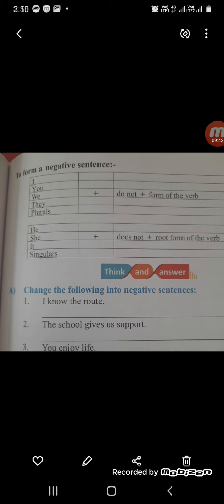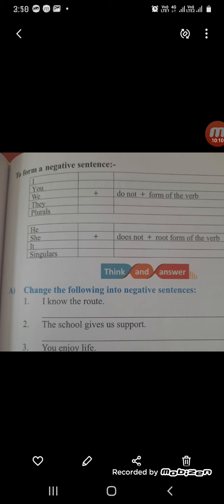Now see the exercise here. Change the following into negative sentence. I know the route. I do not know the route. Or I don't know the route. The school gives us support. Negative, the school does not give us support. तो समझ में आ गया, not लग गया. So in this way we will be doing all the exercises, children. So I hope you have understood this.